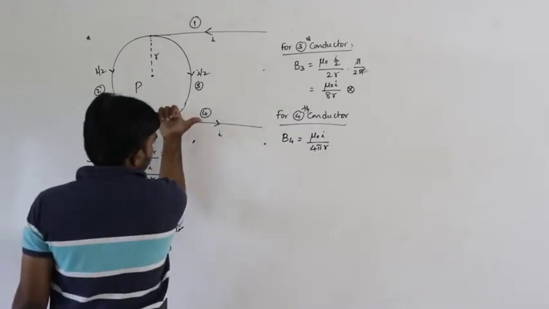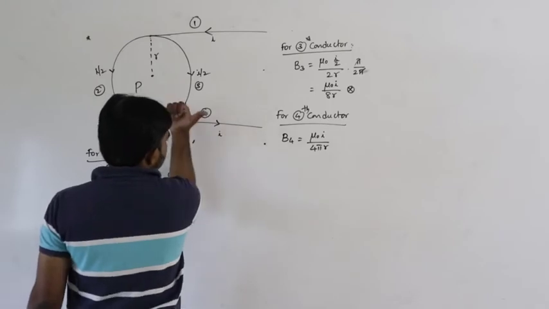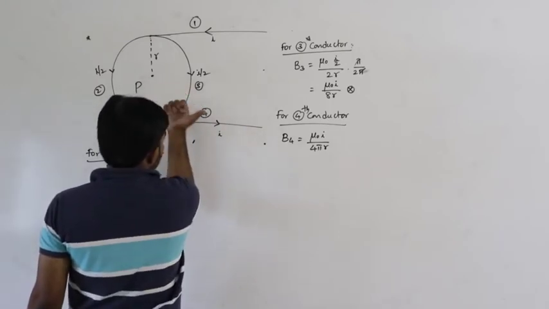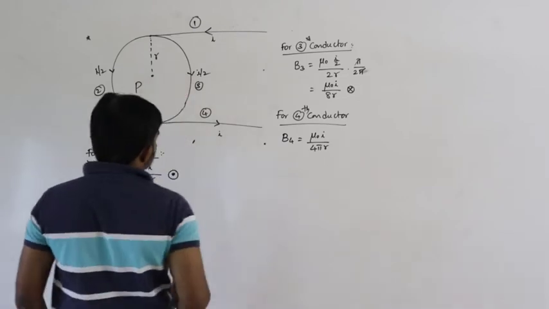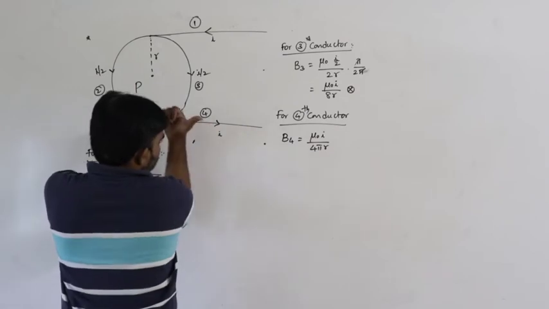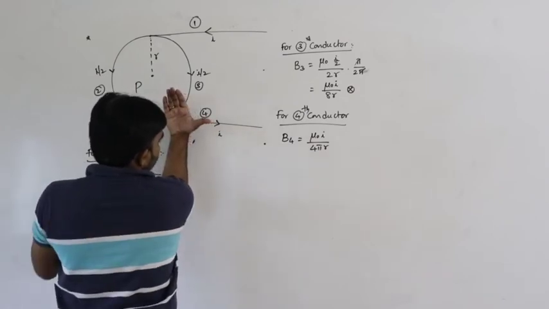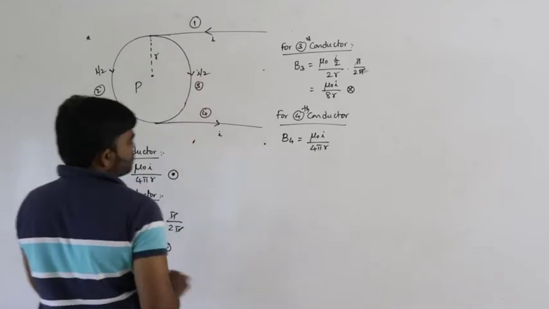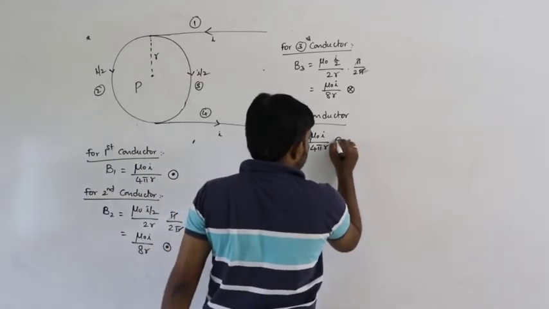The thumb indicates the direction of the current, and the curling of the fingers is outwards, because the point P is above the conductor. This is the direction of the current. So above the conductor, what is the curling of the fingers? Outwards. So this is also outwards.